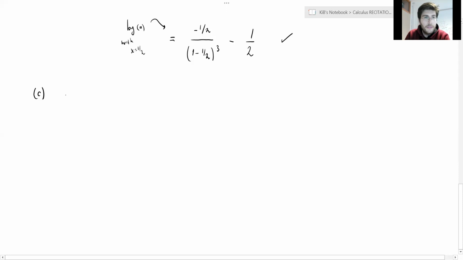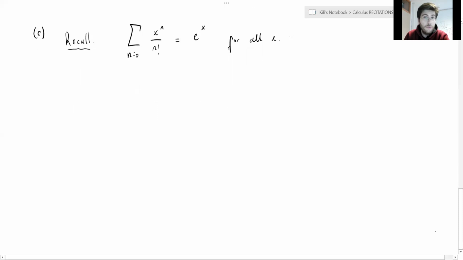Let me recall. This series, n starting from 0, x to the n over n factorial, is e to the x. It is the power series representation for e to the x. And the best thing is this is true for all x. Remember, the previous representation in part A was only true for specific values of x, not for all x.